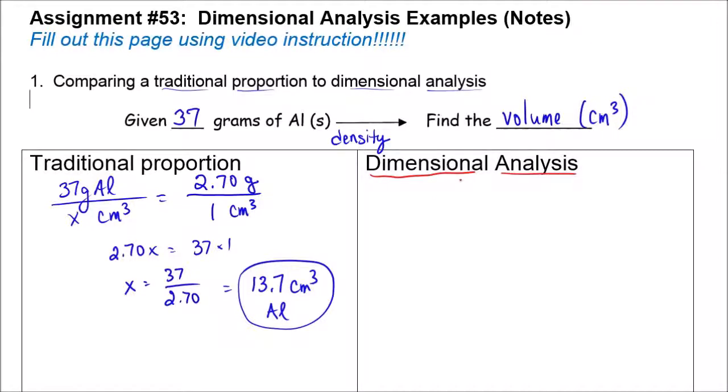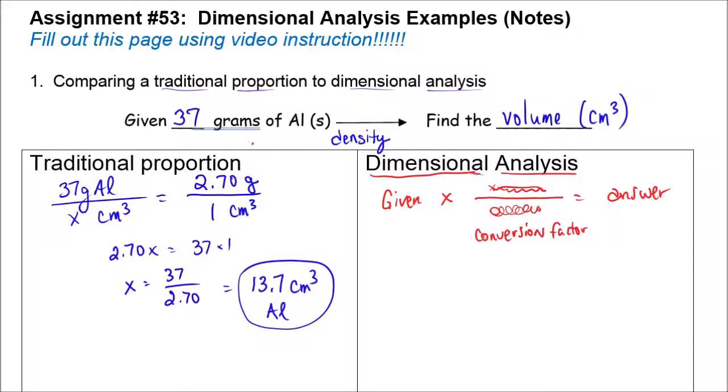Now, the same problem can be done a different way using what's called dimensional analysis. Dimensions refer to the labels on the numbers, things like grams, moles, cubic centimeters. That's what is meant by dimensions. Dimensional analysis has a particular look to it. You start with some given value, multiply by what's called a conversion factor that has something on the top and something on the bottom. So it's a ratio. This conversion factor is always a ratio. These will have numbers as well as labels. And then you get your answer. So it has a different look than a proportion. It's one line straight across.